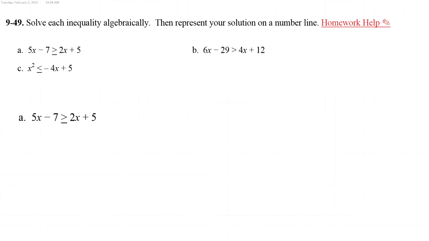9-49, solve each inequality algebraically, then represent your solution on a number line.